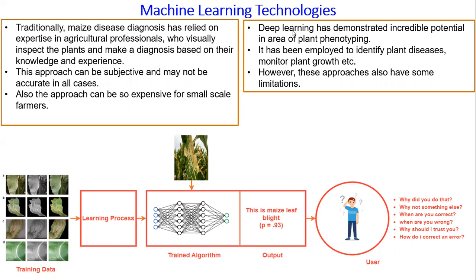So deep learning has demonstrated an incredible potential in the area of plant phenotyping. It has been used widely, for example, in monitoring the plant growth and also in testing the soil samples to see the kind of minerals that are in the soil. However, yes, deep learning has showed its potential, but it still has some limitations. For example, here you can see that, yes, we can train an algorithm that can detect that this is maize leaf blight with an accuracy of 0.93. But then the user can be a researcher or a farmer.